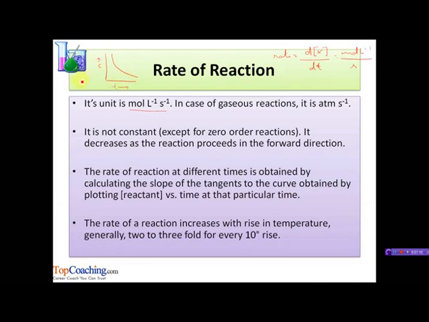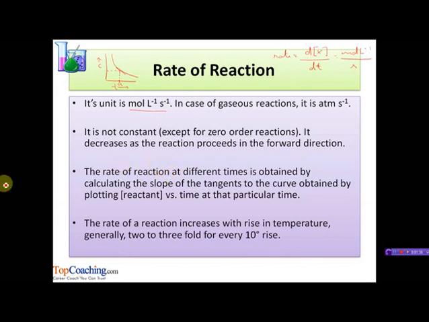Now, if we want to calculate the rate of reaction at a particular time, suppose this is time A and we need to calculate the rate of reaction at this time. We can see what is the corresponding point on this curve. We can draw a tangent and we can find the corresponding concentration at that time and calculate the rate of the reaction at that particular time.